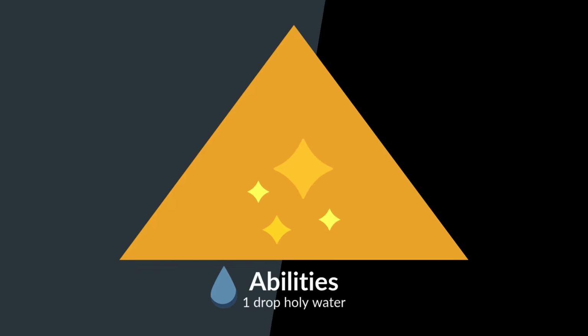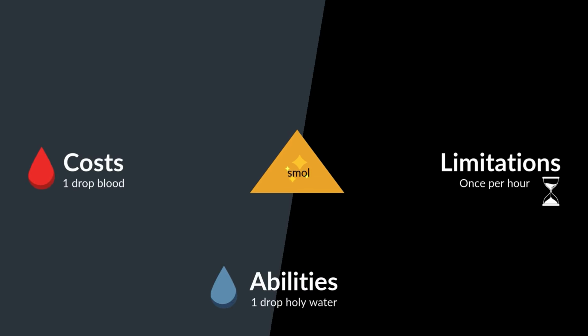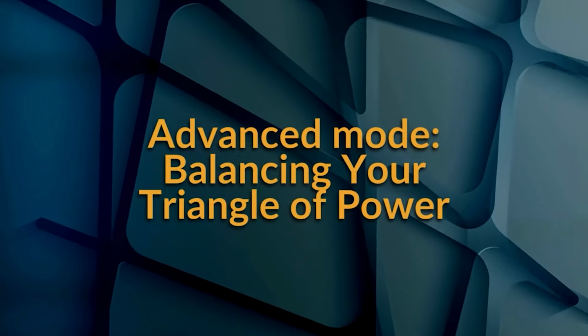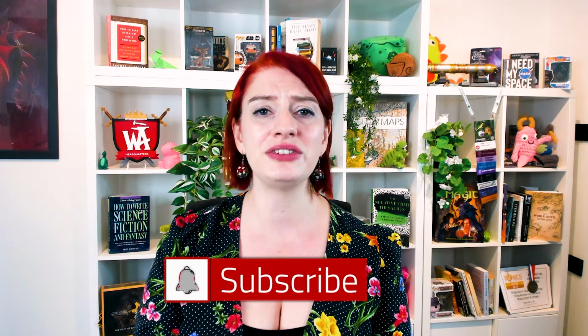On the other hand, if your ability is something small, then the costs and limitations can be small too. For example, making one drop of holy water costs a single drop of blood, and you can only do it once an hour. It's a small power with small costs and small limitations. So that's the easiest way to balance your triangle, but there are other ways to balance your powers too. The Triangle of Power can be used for a bunch of other stuff too, including balancing or even inventing your own magic system. If you would like me to do another video going more into detail on the advanced uses, please let me know in the comments.